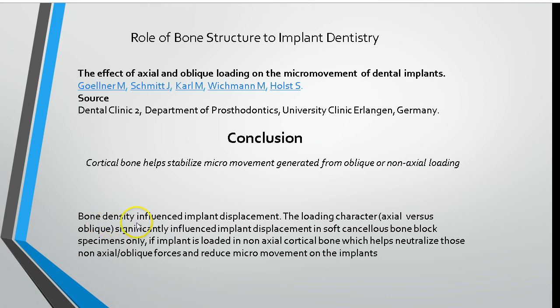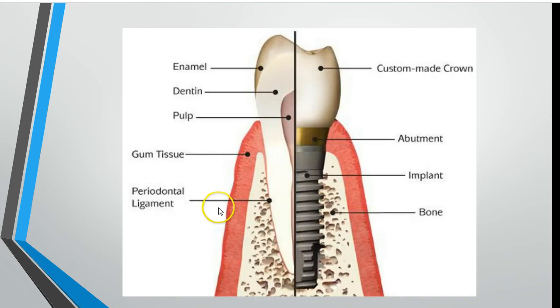And they talk about how bone density influences implant displacement. The more dense, the less the displacement would be, and obviously more dense means it's more cortical. The loading characteristic, we just discussed that part. If the implant is loaded in cortical bone, it helps stabilize those non-axial oblique forces and reduces micro movement on the implant, which is basically what the cortical bone does. So how is it relevant to us? Well, when you have a lot of cortical bone, you're going to have good primary stability because it's like concrete. It helps protect against movement.